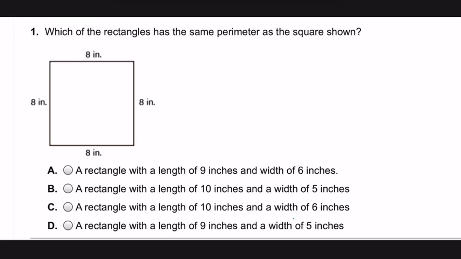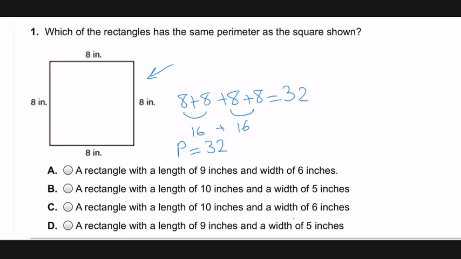Let's start. How can we find the perimeter of this square? By adding all the sides. 8 plus 8 plus 8 plus 8 equals 8 plus 8, 16, plus 8 plus 8, 16. 16 plus 16 is 32. So the perimeter of the square is 32 inches.